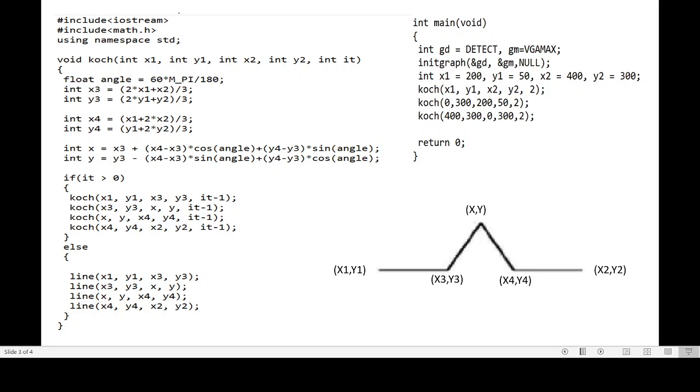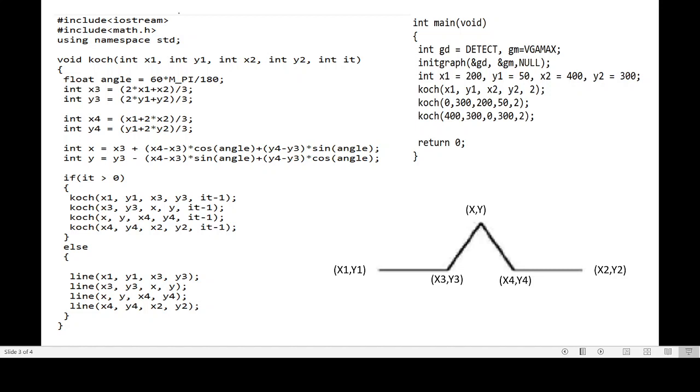The next 4 lines are where we are finding the two points, that is x3 y3 and x4 y4. So here, to calculate x3 y3 we have used the formula 2x1 plus x2 divided by 3. Similarly y3 is calculated as 2y1 plus y2 divided by 3. In the same way x4 and y4 are calculated.